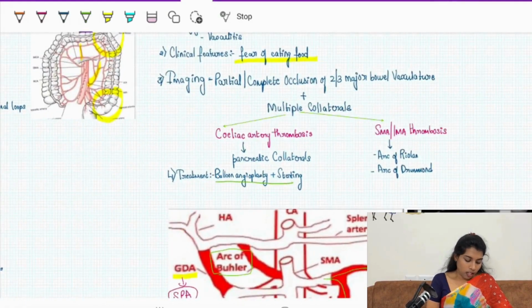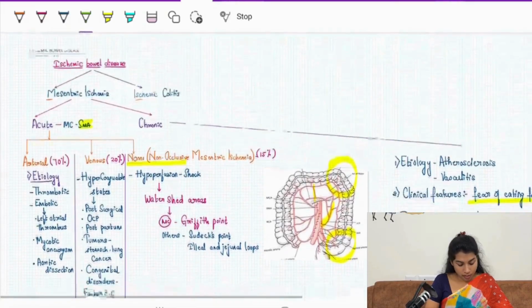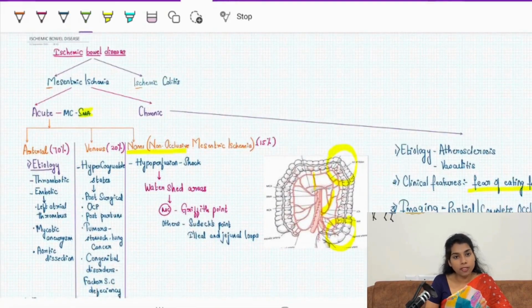So, now that we have understood both chronic as well as acute mesenteric ischemia, we come to an end of this topic of ischemic bowel disease.